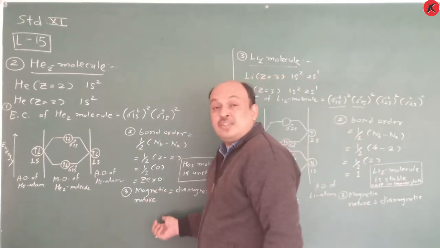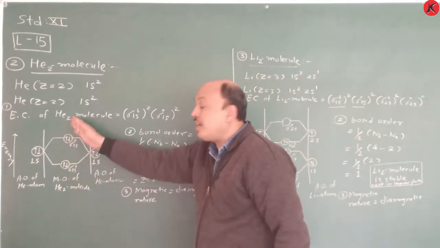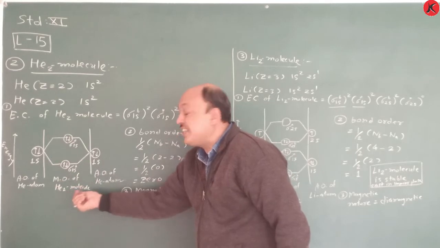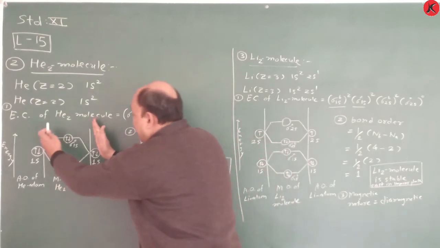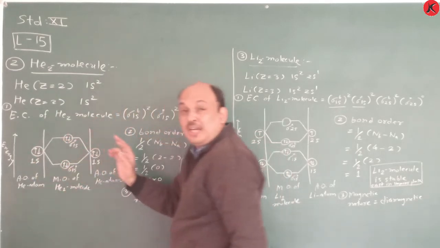And magnetic nature. There is no unpaired electron present in the molecular orbitals of the He2 molecule. Just observe here, all are paired.